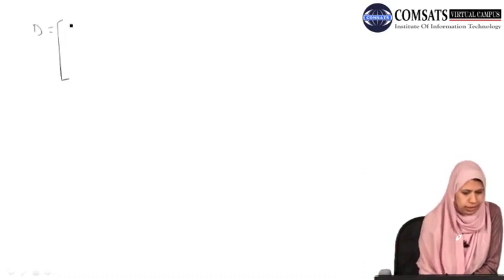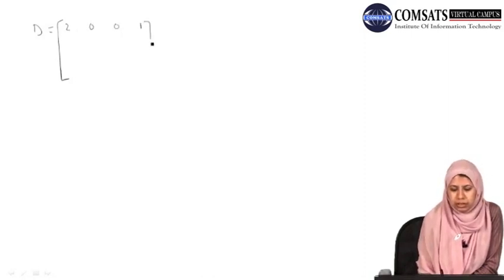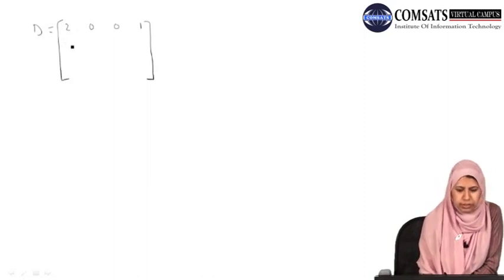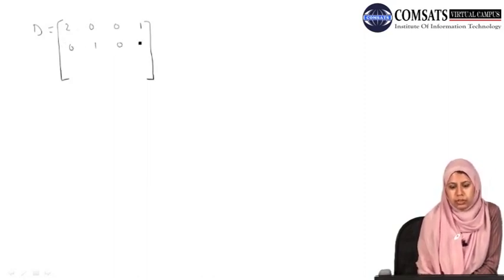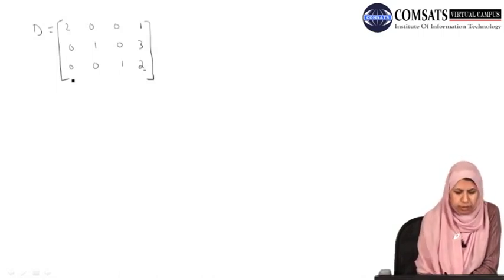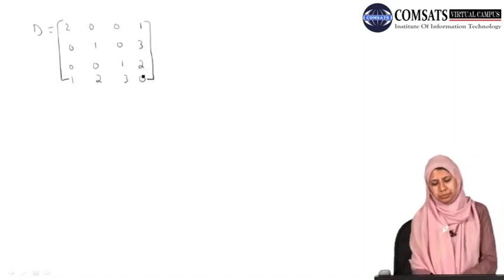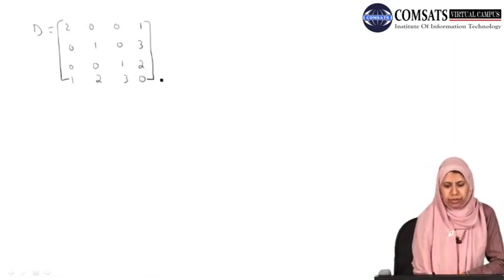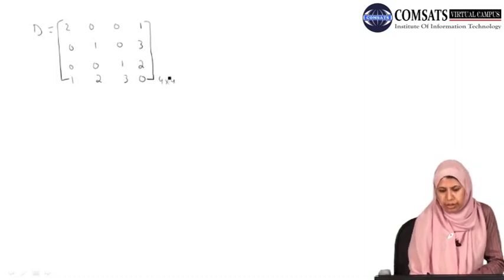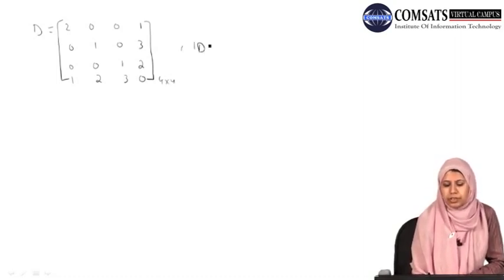We have our matrix D given as with the entries 2, 0, 0, 1. The second row has entries 0, 1, 0, 3. The third row has entries 0, 0, 1, 2, and we have a fourth row as well with entries 1, 2, 3, 0. Now this is a matrix of order 4 by 4.